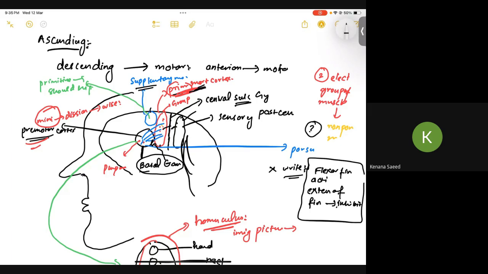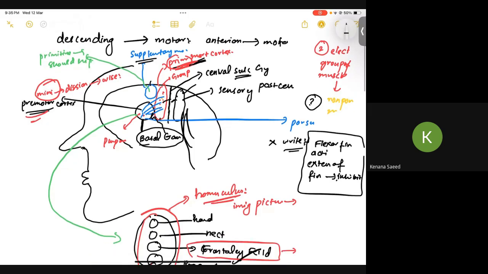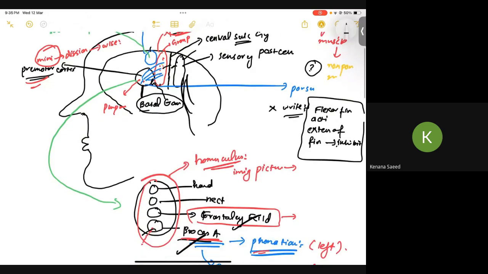If I want to undergo a fine movement, is that clear? Yes. Then we discuss supplementary motor cortex, which is a little bit above your premotor cortex. It is responsible for primitive movement, monkey kind of movement, like hip movement and axial skeletal movement. Is that clear? Yes. We discuss homunculus.